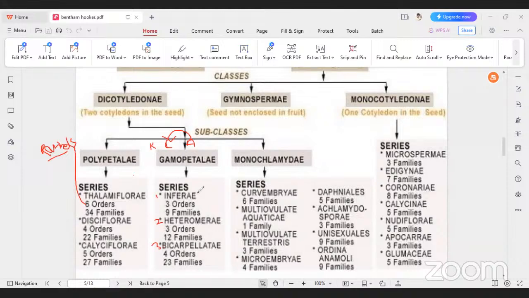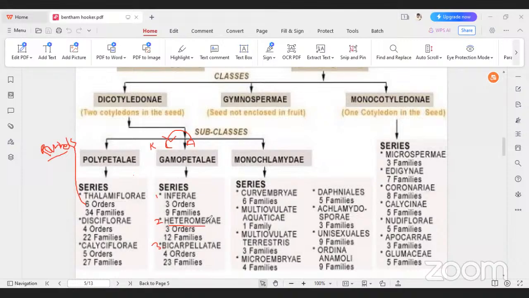And second series, Heteromerae. In Heteromerae also there are three orders. The three orders are Ericales, it has six families, and Primulales, three families. Ebenales, three families. So total inferae, nine families.